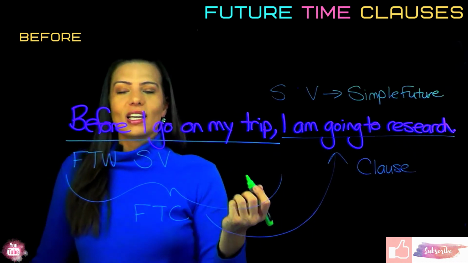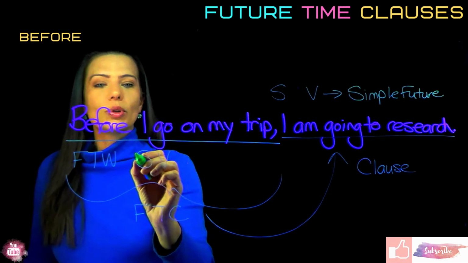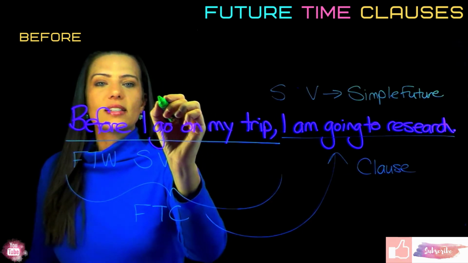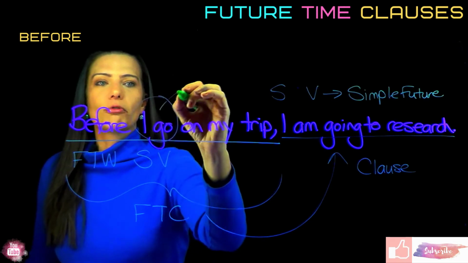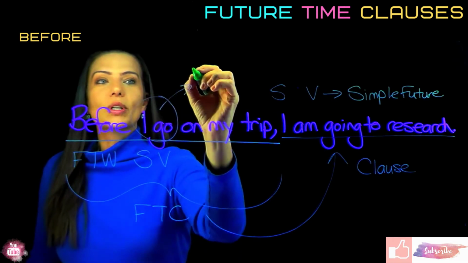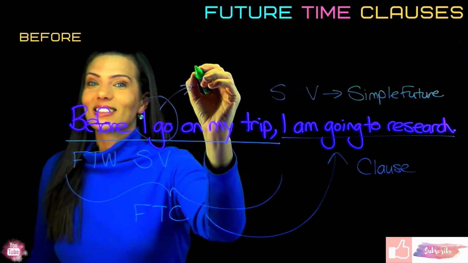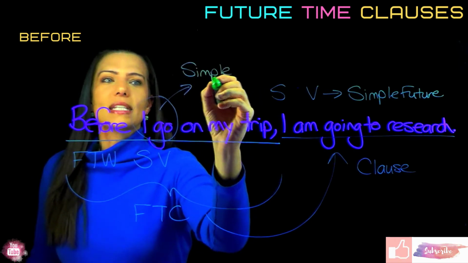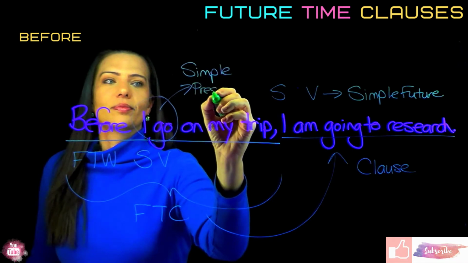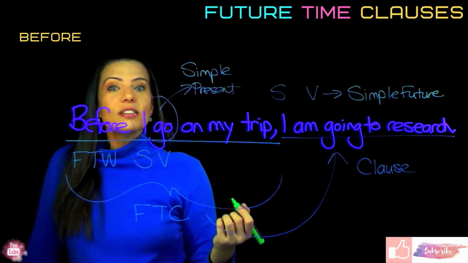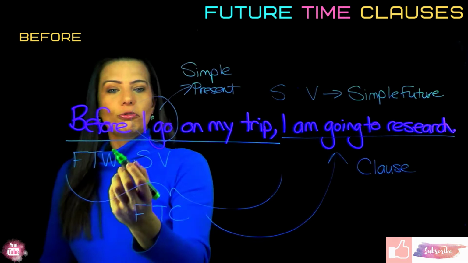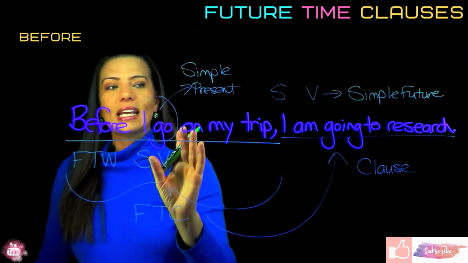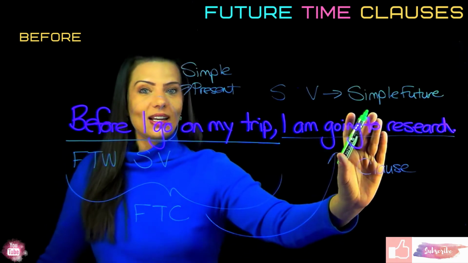In this case here, when we look at this subject-verb combination, the verb in particular is written in what tense? That's right, it's in the simple present. So this is very important to note. The future time clause is written in the simple present, and it lets you know when this is going to happen.